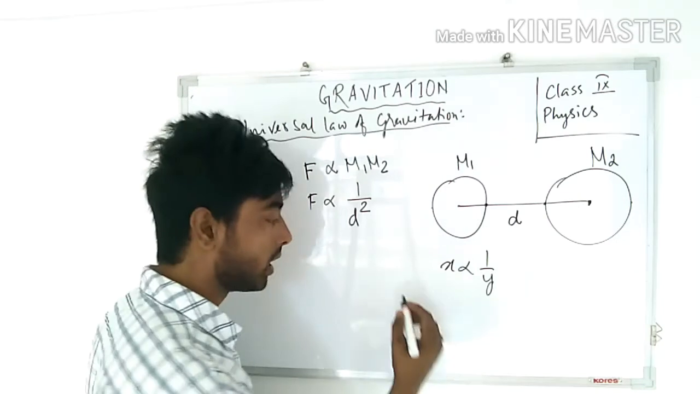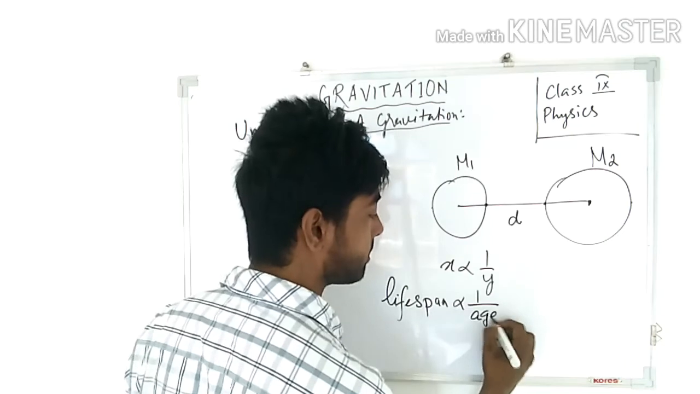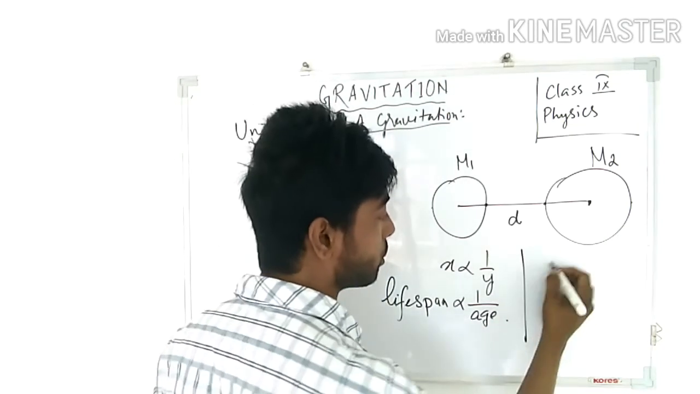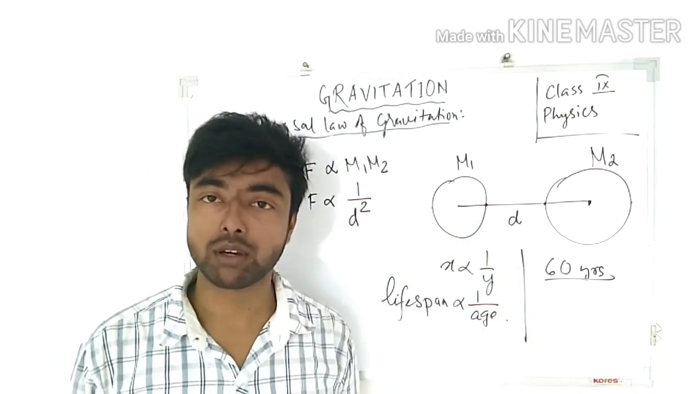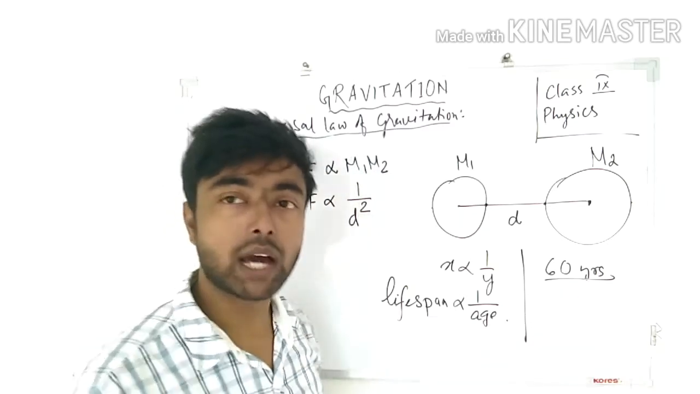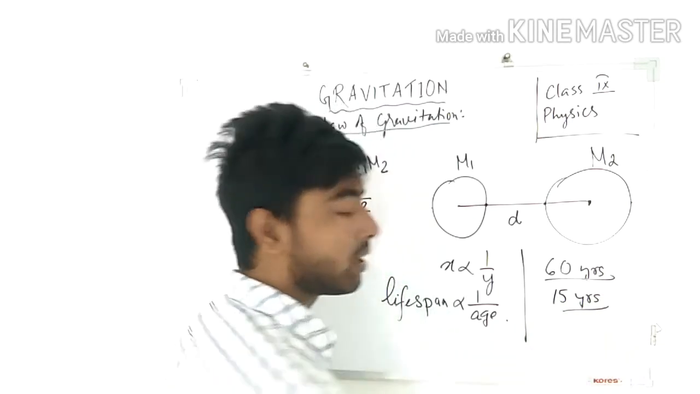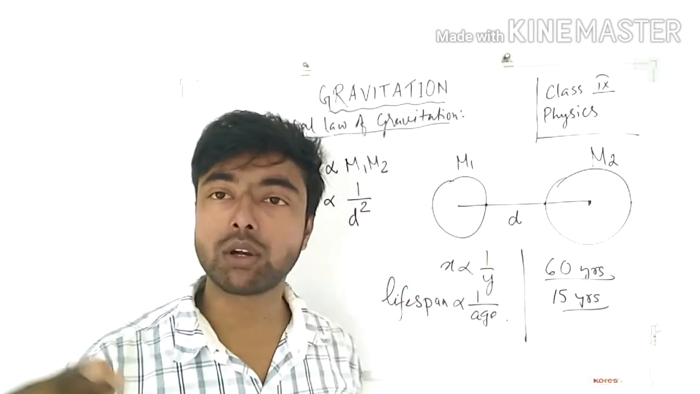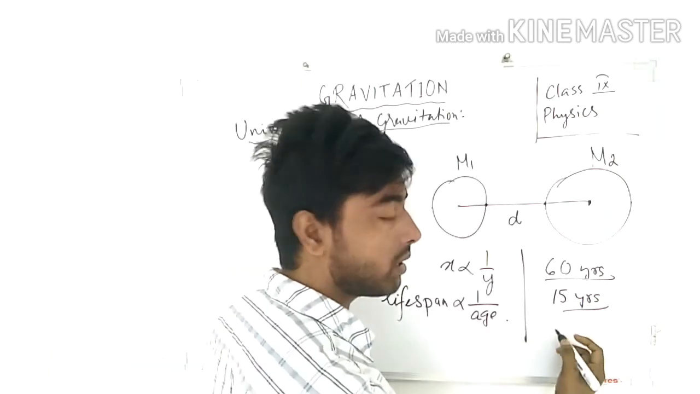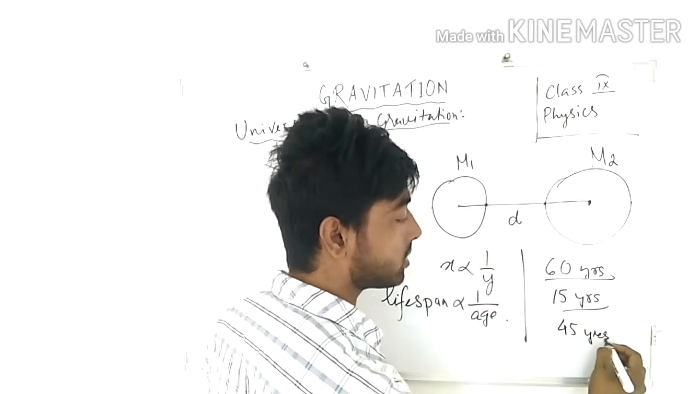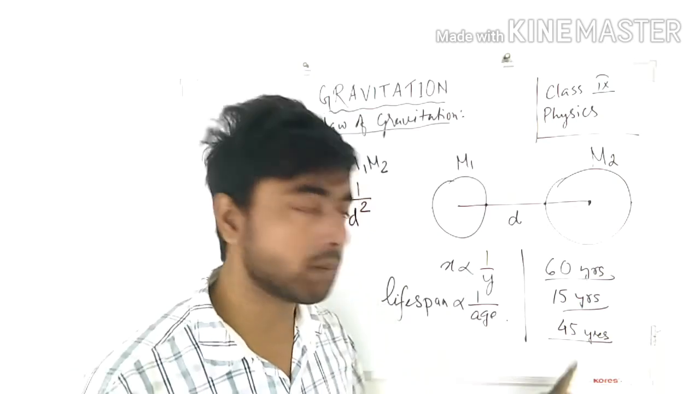One more example is there, you will understand. If I write life span is proportional to 1 by age. देखो तुम अगर सोच लो कि तुम 60 years तक क्या हो जाओगे, you will die at 60 suppose, okay, for example you will die at 60. Now your age is suppose 15 years. Now what is your lifespan, 60 minus 15, it will be 45 years, you will live another 45 years. Getting my point, what I am telling?